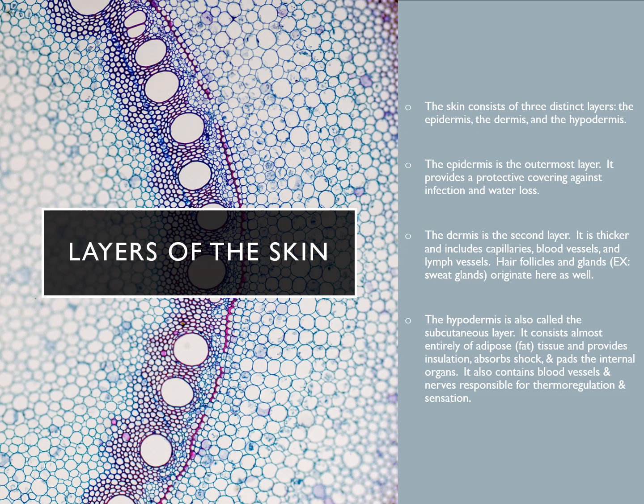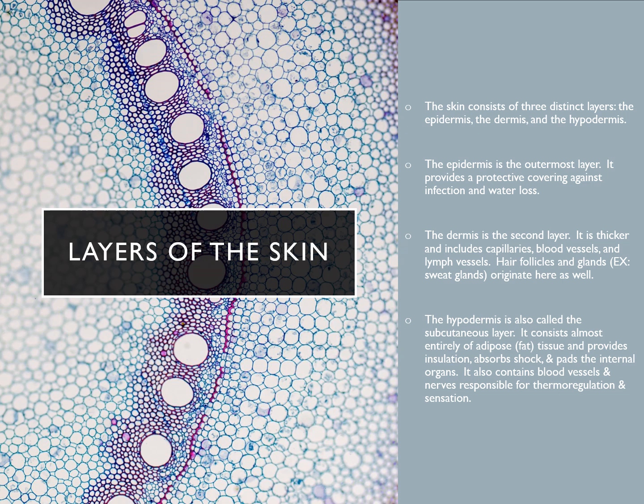This is where capillaries, blood vessels, and your lymph vessels all come into this area. Your hair follicles and glands, like the sweat glands, come down into that area and then go out to the skin level. Your hypodermis, like I said earlier, is also called the subcutaneous layer because that's where your fat is. It is almost entirely fat tissue.